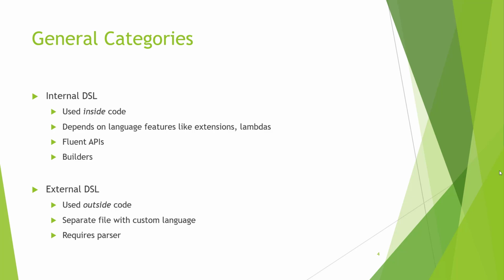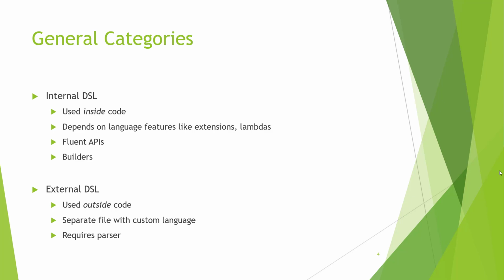Internal DSLs, this is you taking an existing language and using its features to make it look more like you're reading English, or whatever you're trying to have it do. So it makes a more fluent way of reading it. There are several techniques I'm going to show you when we go through some of the examples. But basically, internal DSLs are using it inside a language itself. You're not using any external tools to do it. All of the specification that you're writing is actual code in whatever language you're using.